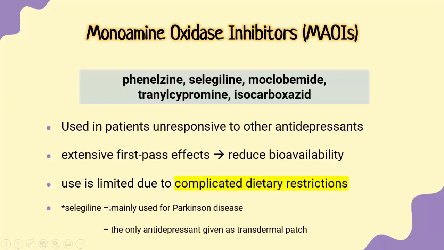One thing that you need to note is, when you learn about anti-Parkinson drugs, you may find selegiline. Selegiline is a monoamine oxidase inhibitor. The main use of selegiline is for Parkinson's, but it can also be used in depression. And if it is given for depression, it is given as a transdermal patch.